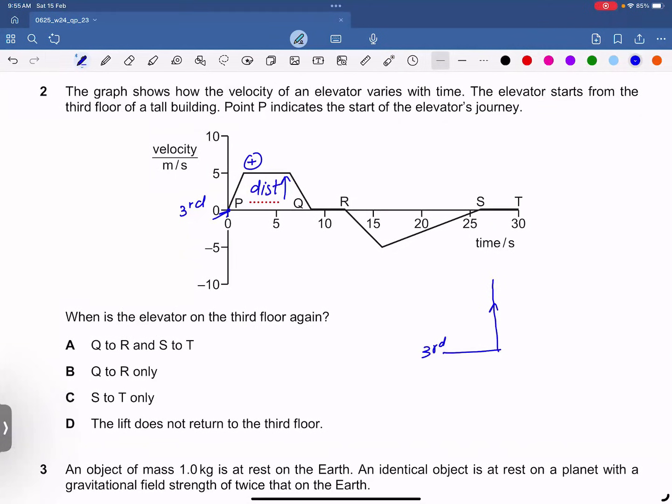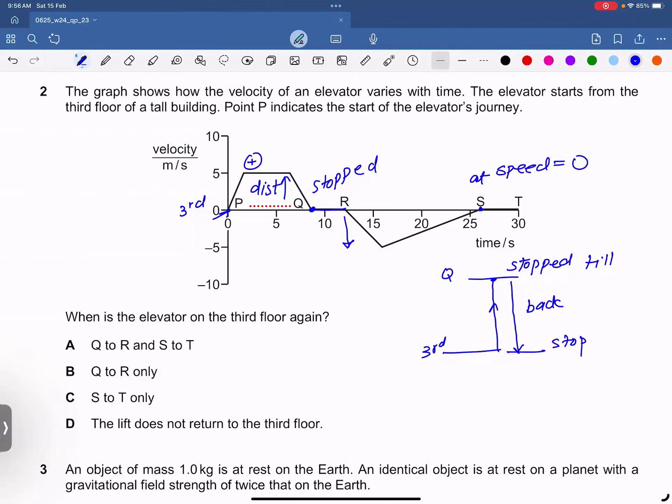You are moving from P up, constant speed, and you slow down. So here you stopped. At Q you stopped, and you stop until R. And then you can see your velocity is negative. Negative velocity means you are coming back. You came back and once again at S, your speed became 0. So it means you stopped here. Once you stopped, it means you reached the 3rd floor back.